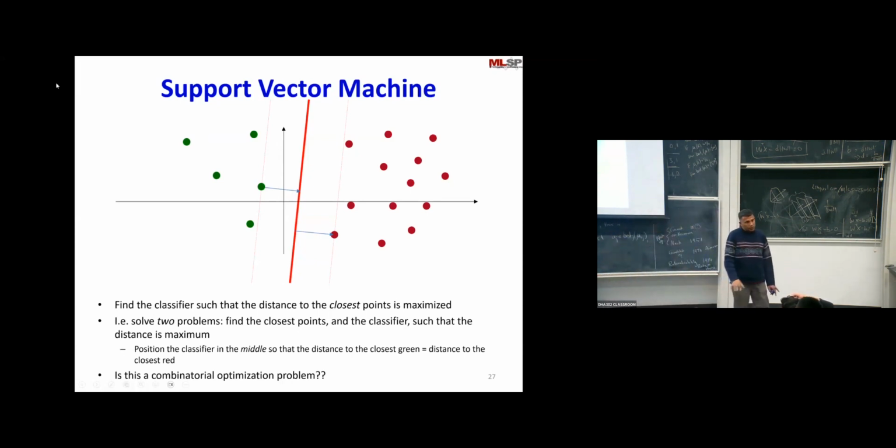I have n data points from one class and m data points from the other class. All of them could be equally distant from the best-case boundary, right? So I have to figure out which subset of data points from the first class and which subset of data points from the second class to choose, and use those to find the boundary that is equally distant from both subsets of points. That looks like a combinatorial optimization problem. It's a very complicated combinatorial optimization problem.